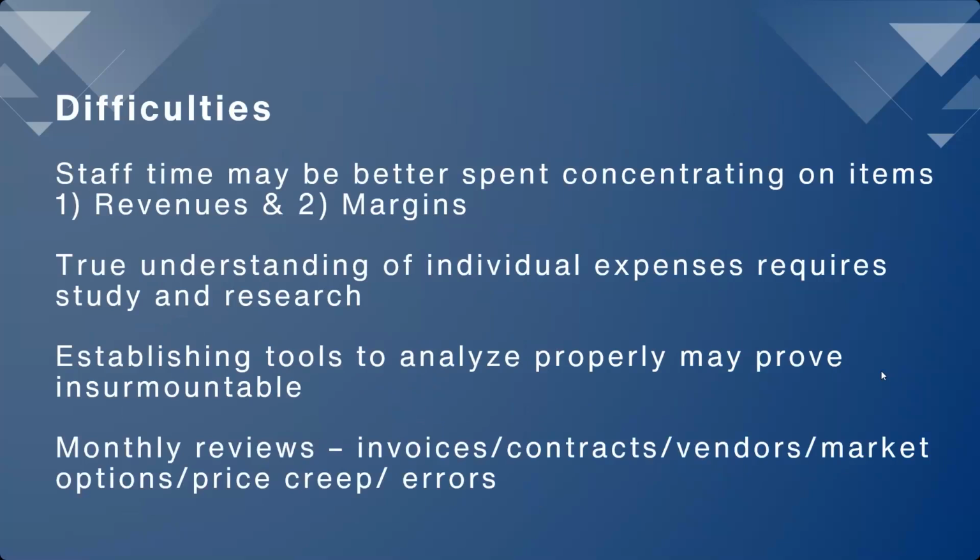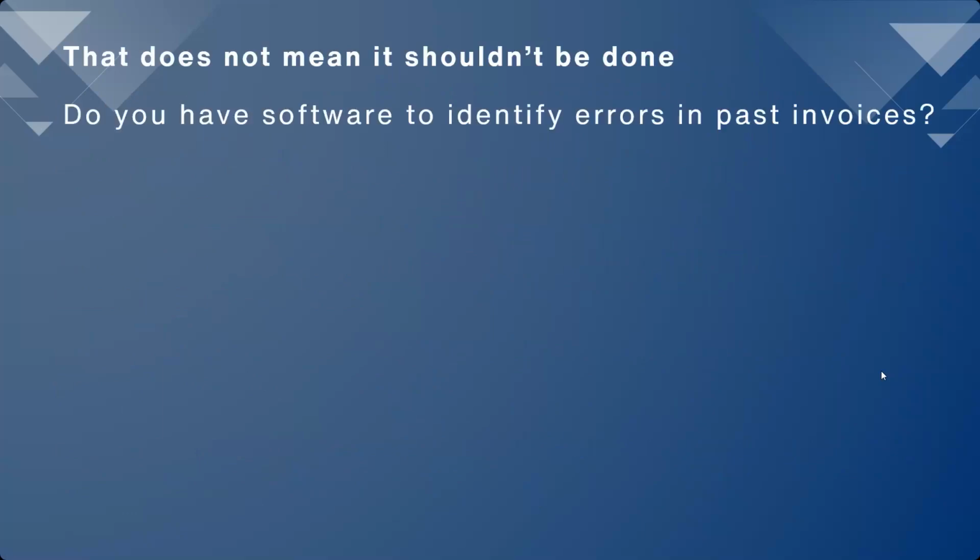But it should involve, and this is more my advice than anything else, monthly reviews of all of these things. That means their invoices, the contracts, the vendors, and I'm talking about each individual expense line here. If you can put a protocol in place to look at the invoice and the contracts and the vendors, all the market options, and determine if there's price creep in my bills or errors in my bills, if you can do that on a regular basis, you're going to find some money, and it's going to go right to your bottom line, as I said before. Now, that doesn't mean it shouldn't be done. I don't mean that at all.